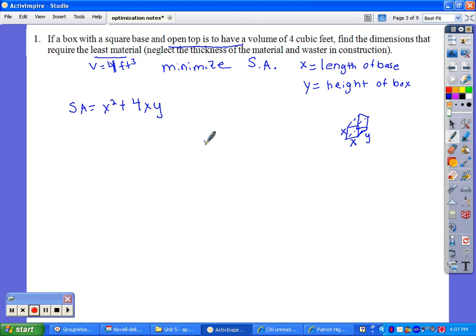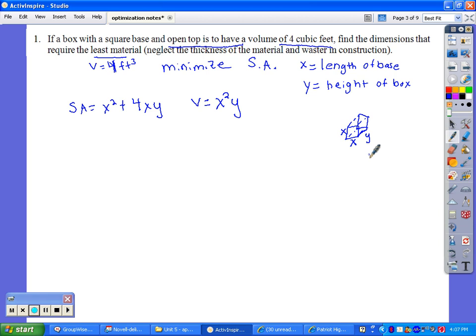Now, we need to get this all in terms of one variable, so we need a second equation, and they told me the volume. So I'm going to use that equation. Now the volume of a box would be the area of the base times the height. So it would be x squared times y.